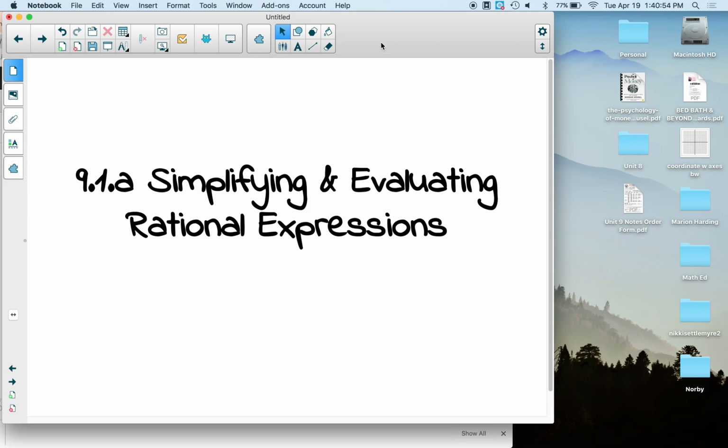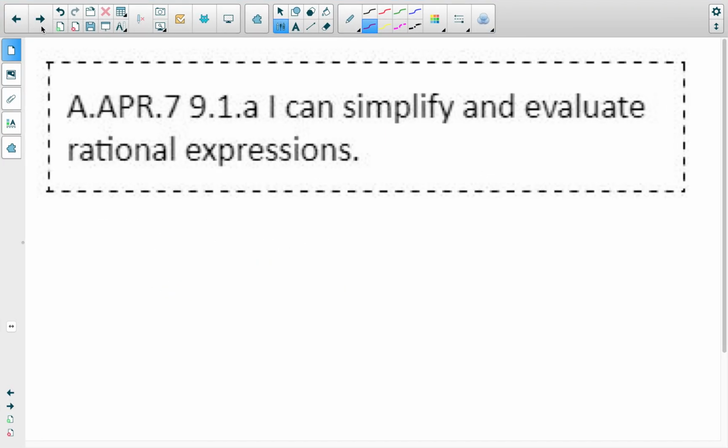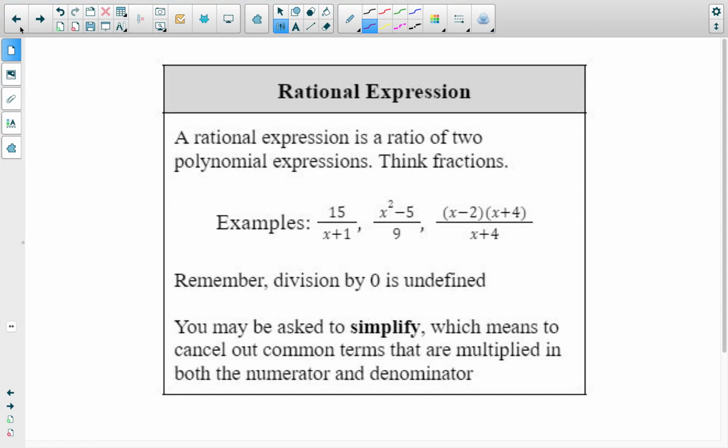This is 9.1a, all about simplifying and evaluating rational expressions. Right, so we have a new function family here, rational expressions, and they are a whole different group. We'll look at their graphs a bit later in this unit. But what you need to know right now is that a rational expression just means a fraction.